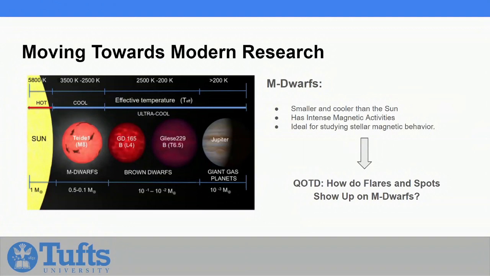M-dwarfs, while smaller and cooler than our Sun, exhibit some of the most intense magnetic activity observed in the galaxy. This makes them excellent subjects for studying stellar magnetic behaviors more extensively. Building on this historical foundation, our research aims to delve deeper into how flares and spots manifest on M-dwarfs. Using the latest data and tools, we explore the dynamic interaction between these phenomena, seeking to understand not just why they're here, but also their implications for the star's environment.